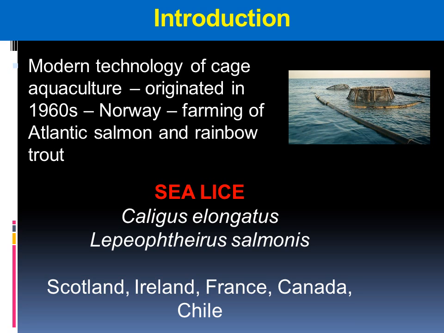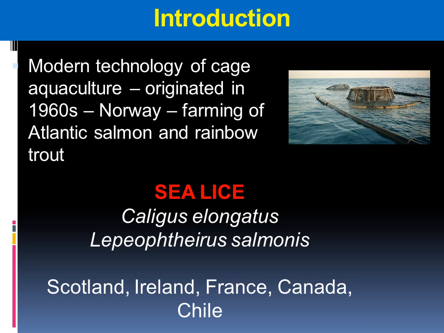The modern technology of cage aquaculture originated in Norway in the 1960s with farming of Atlantic salmon and rainbow trout, that is Salmo salar and Oncorhynchus mykiss. The sea lice, Caligus elongatus and Lepeophtheirus salmonis, that plague the salmon farms now were then known to occur in the wild fish and did not cause problems in the farmed fish.